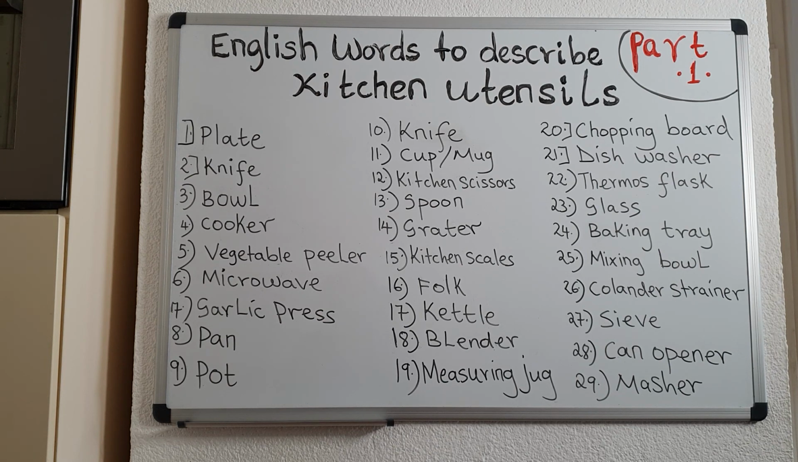As usual, I'm going to read out the words for you. Plate, knife, bowl, cooker, vegetable peeler, microwave, garlic press, pan, pot, knife, cup, mug, kitchen scissors, spoon, grater, kitchen scales, fork, kettle, blender, measuring jug, chopping board, dishwasher, thermos flask, glass, baking tray, mixing bowl, colander strainer, sieve, can opener, masher.